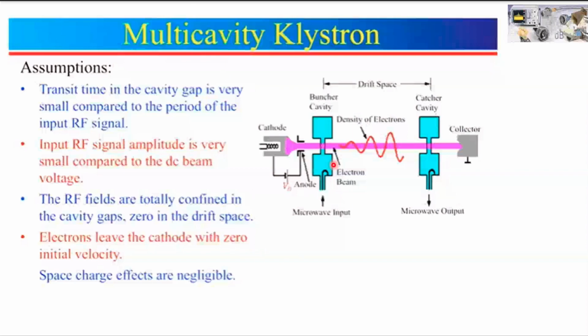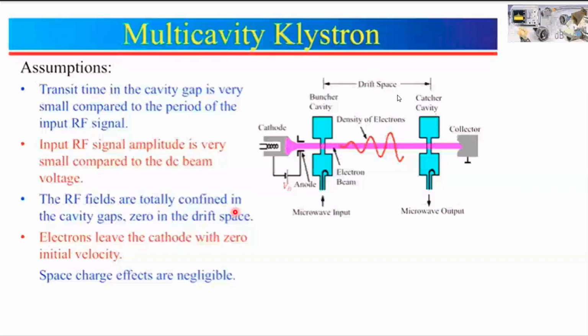Otherwise, different phenomena will take place. In order to form the bunch in a particular cavity, this phenomenon is assumed. Otherwise, bunching will be formed somewhere else, which will deviate the circuit performance at microwave frequency. So this assumption is made so that the velocity of electrons is modulated only in this particular cavity gap. There will be no velocity modulation in the drift space, and the kinetic energy of these electrons will be transferred to the output structure, or the output cavity.